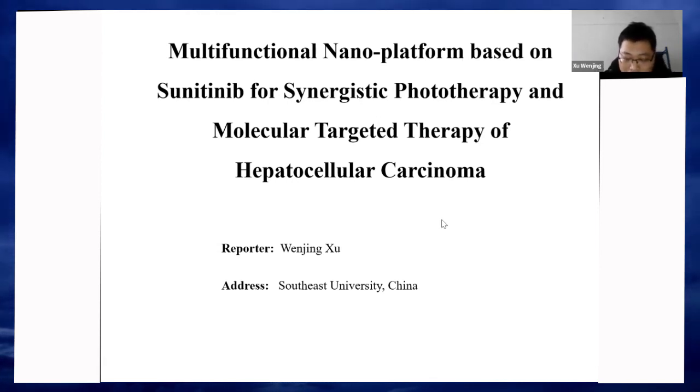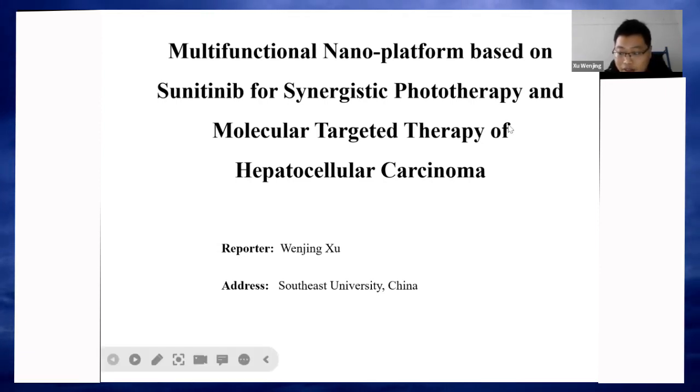Liver cancer seriously threatens human health. China is a large country of liver cancer, accounting for about 50% of the global incidence rate and mortality. Hepatocellular carcinoma is the most common form of liver cancer, accounting for about 80% of primary liver cancer.